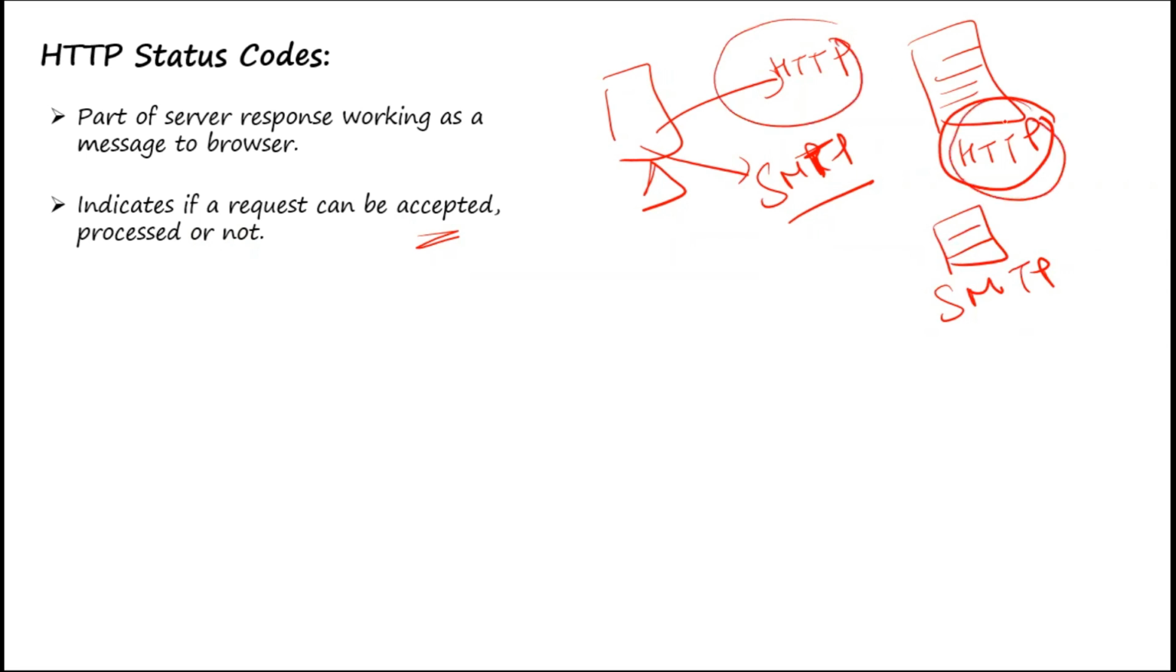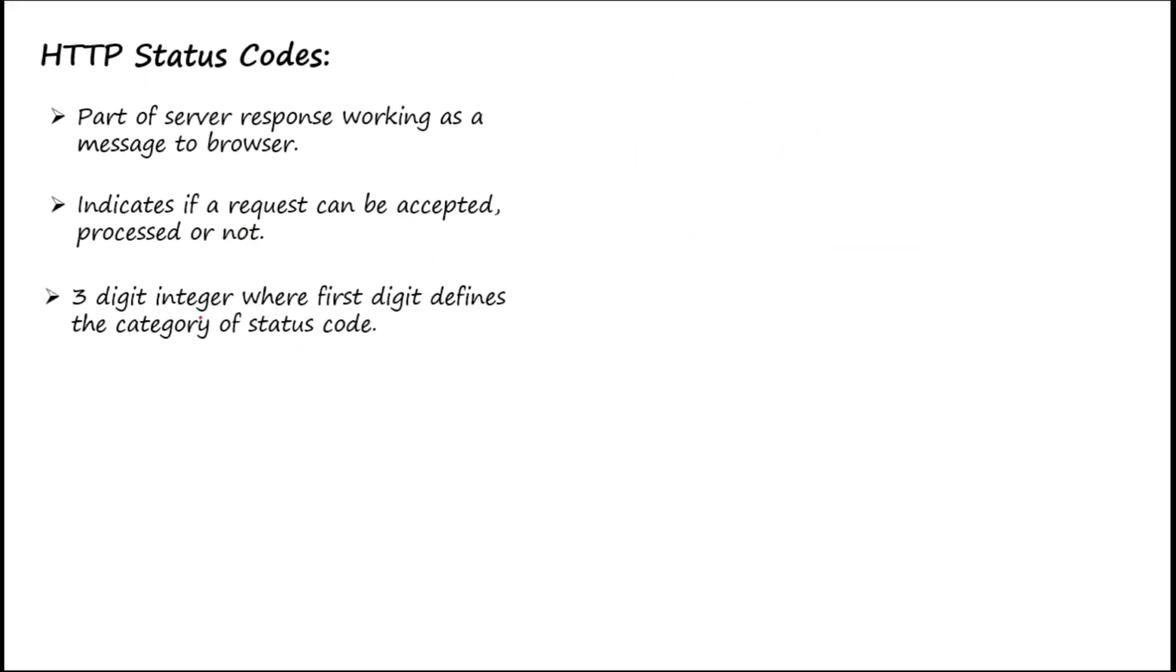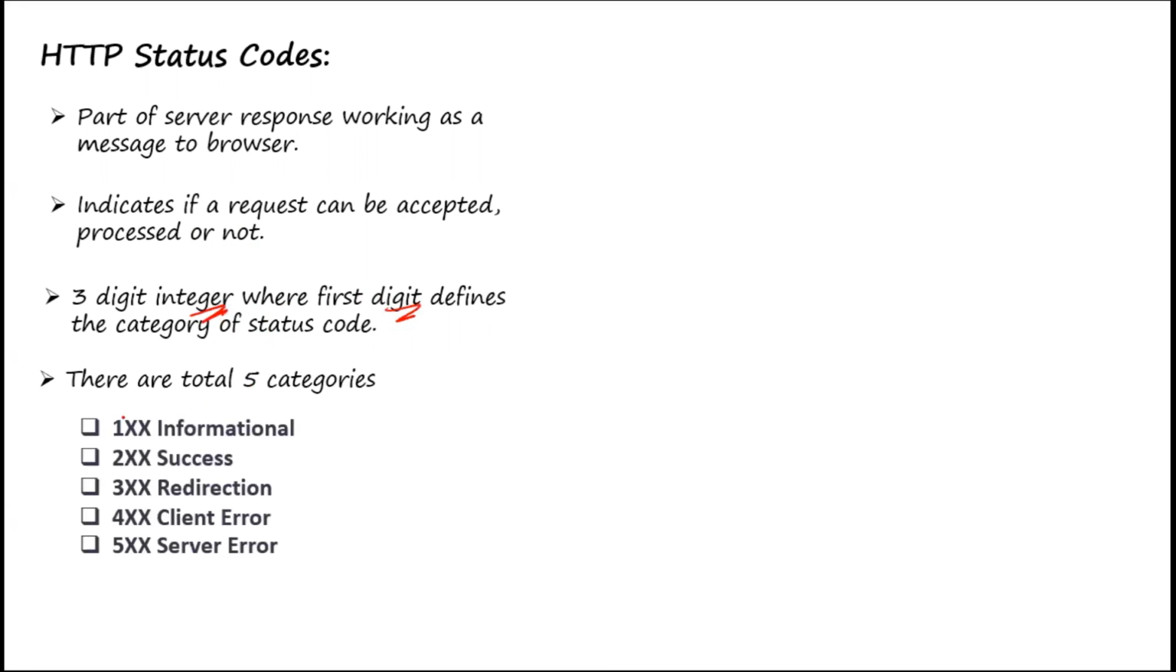So a normal HTTP status code includes 3 digits. So there are 3-digit integers where the first digit defines the category of status codes. So there are a total of 5 categories. So the first digit defines which category this particular status code belongs to. So this belongs to the informational category. So any status code that starts with 1 is just information from the browser. These codes we generally do not see. They happen very fast within the process, just telling, okay, I've done this, I've done this. We're not able to see these kinds of codes.